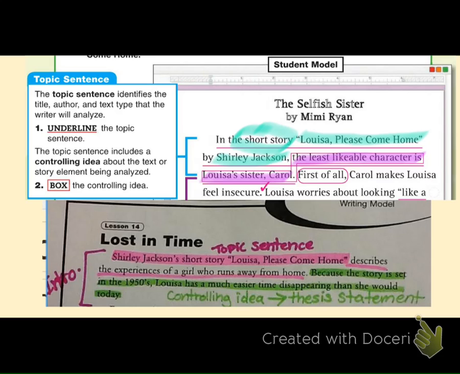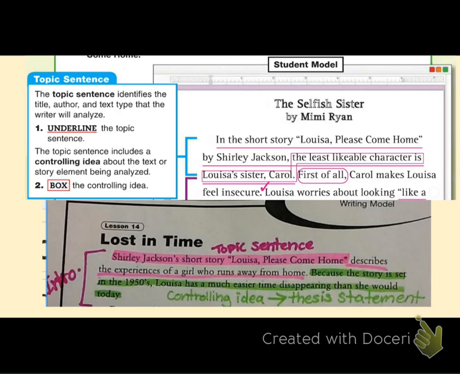Now let's look at the other model where all of these things are in two separate sentences. Lost in Time, our second model of a literary analysis, is a little bit longer. It's about a 5-paragraph essay. So what they did was they made the introduction into a few more sentences, and it seems like they have two here. So let's look and see if we can find both parts. I see the topic sentence, which I highlighted in pink, is Shirley Jackson's short story, Louisa, Please Come Home, describes the experiences of a girl who runs away from home.